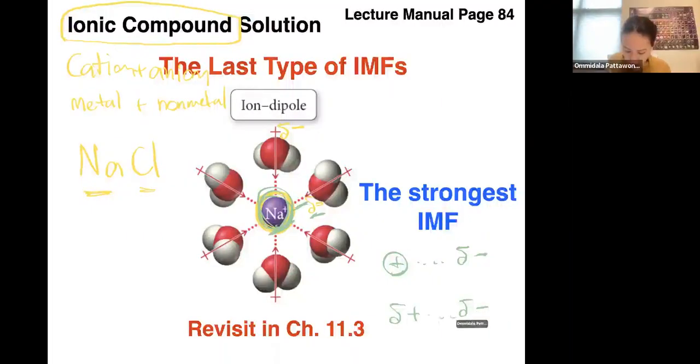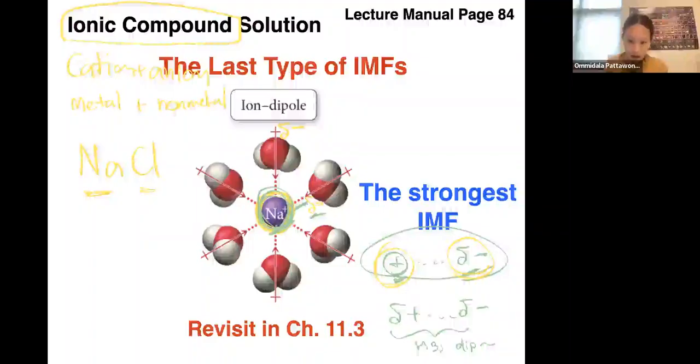Which is like an example of hydrogen bonding or dipole-dipole, right? So that means in this case, this is going to be the strongest one. Okay, so the ion-dipole interaction, this is referred to as ion, right? So the sodium is referred to as the ion. Dipole will come from the polar molecule.